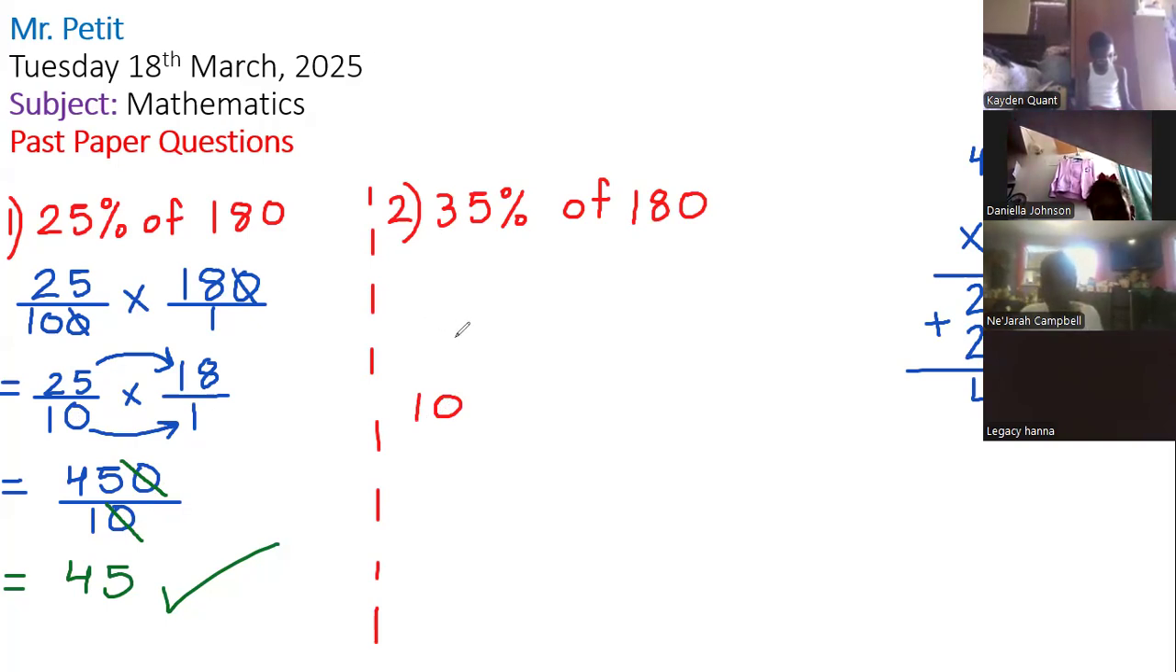What is 10 times 1, Daniela? 10. So we put the 10 at the bottom. Then we cancel the zeros. So this 0 cancels out with that 0, right? Yes, sir. So we are left with what? 45. Do you understand that? Yes, sir. Good. All right, so we have 35% of 180.